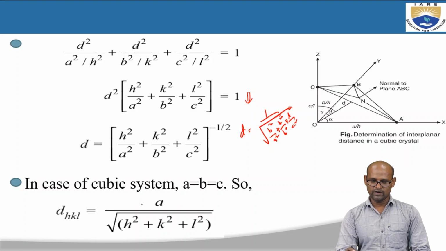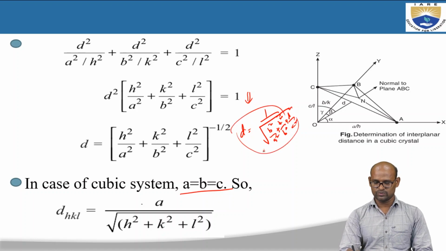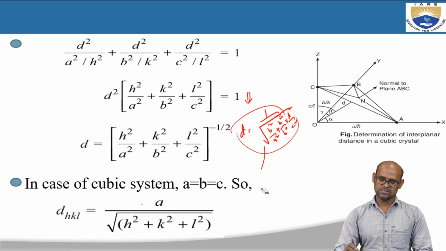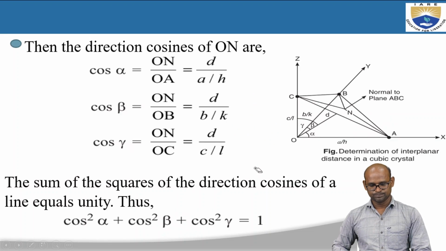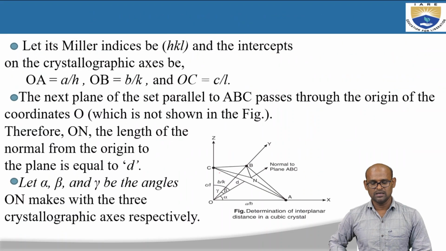Okay, so if I take a cubic system where axial lengths are equal, a is equal to b is equal to c, I get a here and all these abc will go away, right? So for a cubic system, this equation will be simplified to d will be a by square root h square plus k square plus l square. So this is the derivation for interplanar distance for a cubic system. So we have answered the question what are lattice planes, and we have derived the equation for interplanar distance.